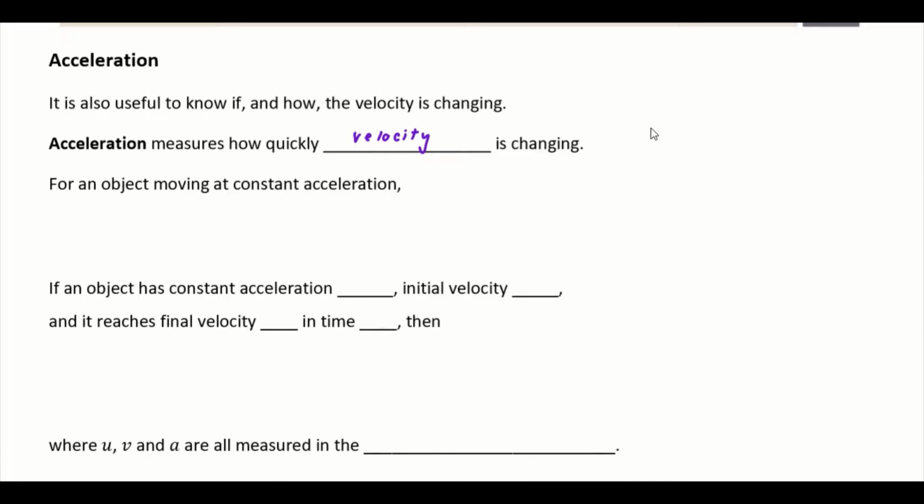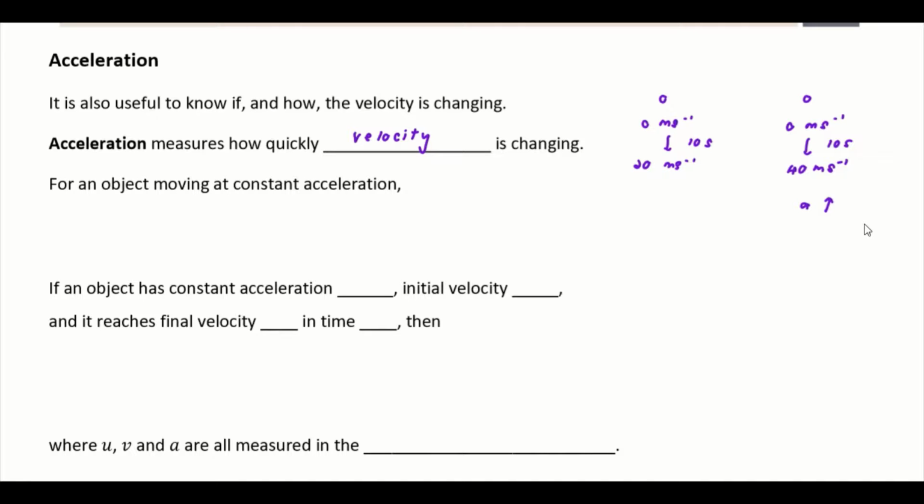Let's have a simple example here. Let's say these are two objects, and both of them start at rest at the beginning, so the velocity is 0. After 10 seconds, if the first object reaches a velocity of 20 meters per second, and the second object reaches 40 meters per second, it means the second object has a higher acceleration.